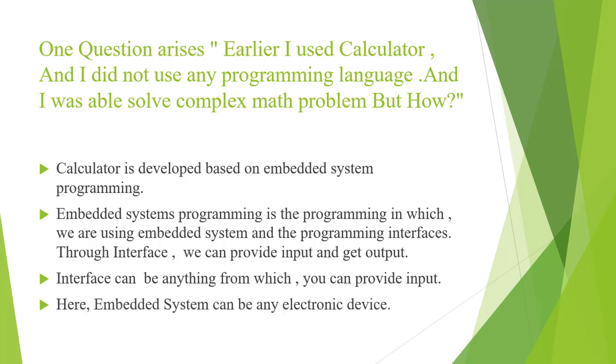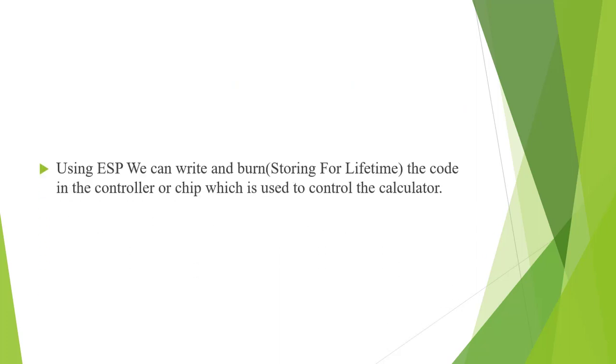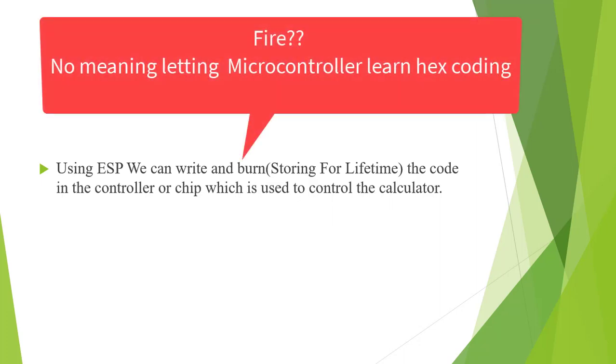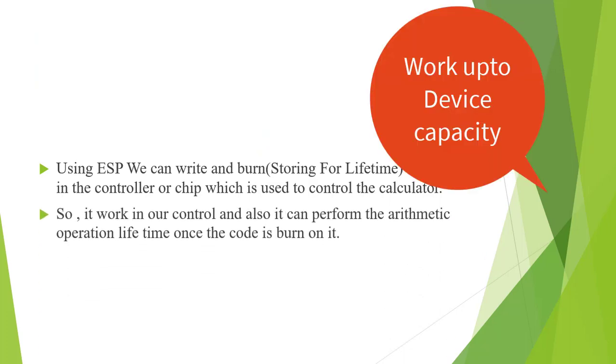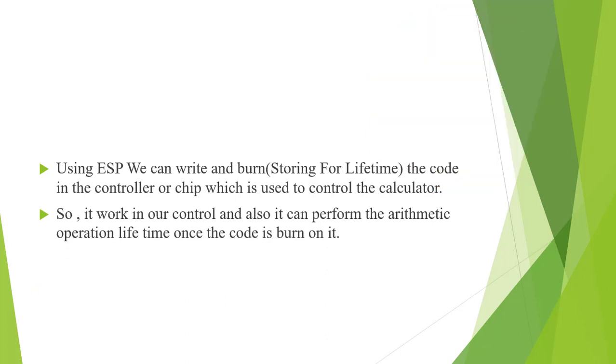The interface can be anything from which you can provide input. Here the embedded system can be any electronic device, and on this device you are doing certain coding or programming. Using ESP we can write and burn the code in the controller or chip. Burn simply means writing the code and storing it for the lifetime of the device. So it works under our control and can perform arithmetic operations as we wanted, for the lifetime, once the code is burned on it.